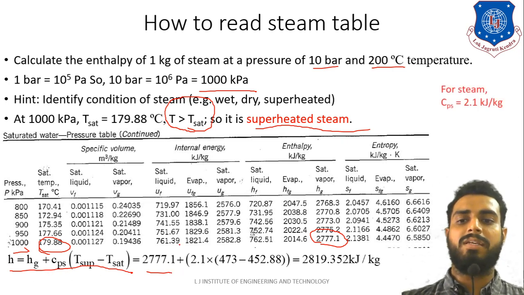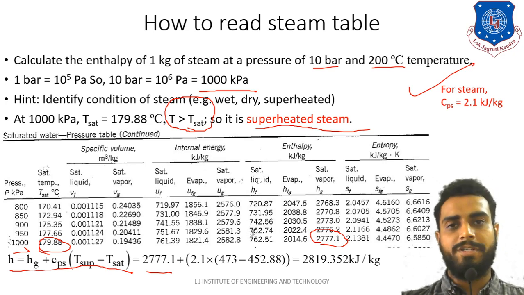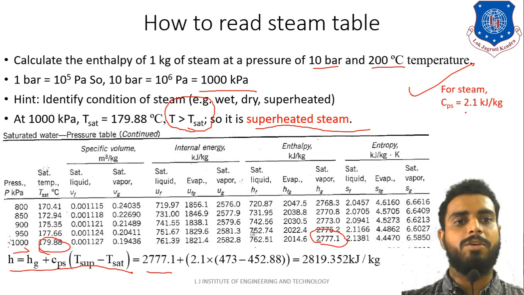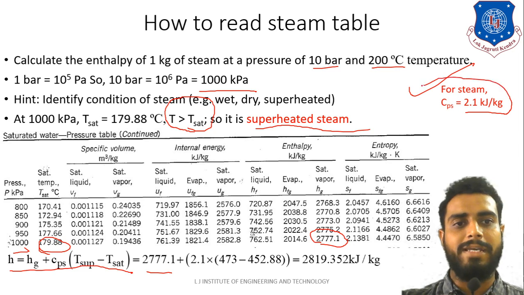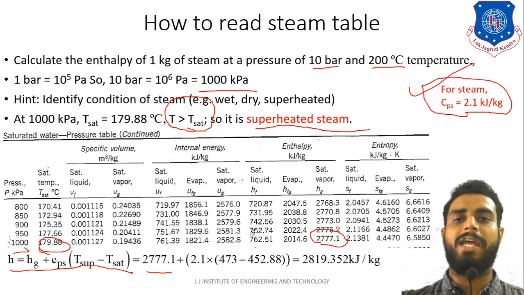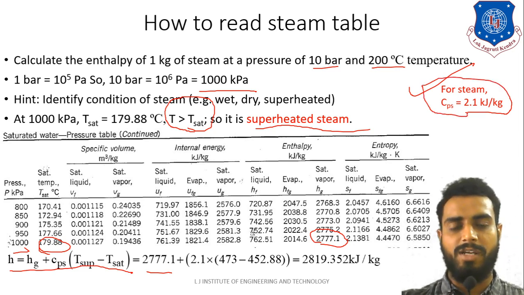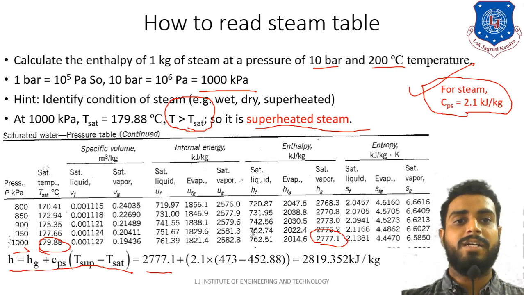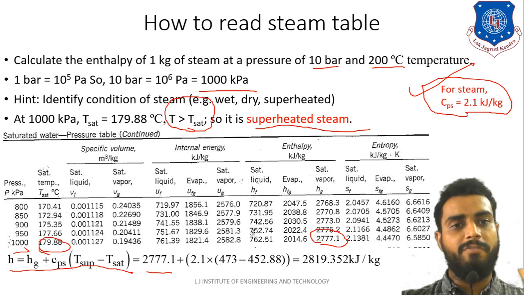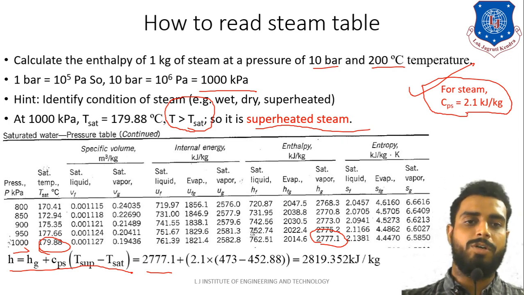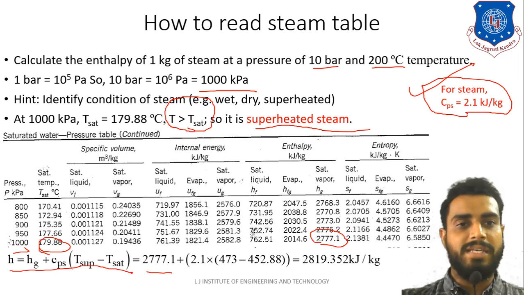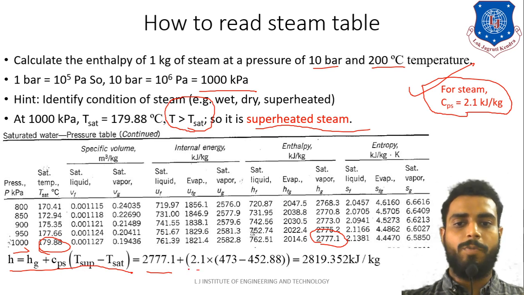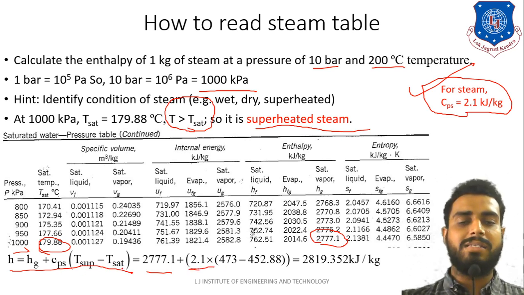Now remember one thing, Cps for steam, that is the specific heat at constant pressure for superheated steam, is 2.1 kilojoule per kg. This value you should keep in mind because it will not be given in the examination. It is expected that you are very well aware of the value. So Cps is equal to 2.1 kilojoule per kg, and that is the 2.1 you will write over here. Then T superheated minus T saturated.